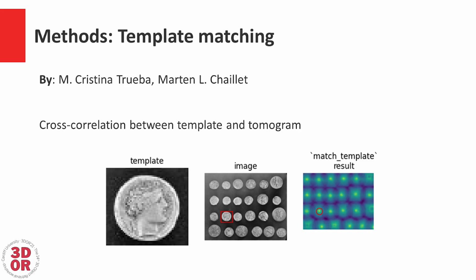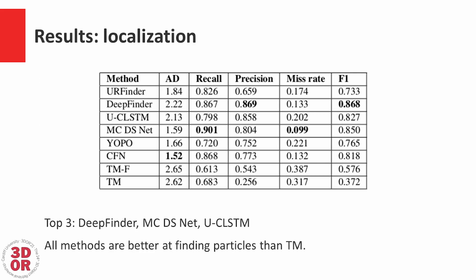There are two result sets obtained with template matching. One just naive approach of extracting top 1000 candidates, and the other approach is to filter out overlapping peaks. As mentioned before, we evaluate localization and classification separately for more insights. The column AD is average Euclidean distance from predicted particle center to ground truth particle center in voxels. The next columns are recall, precision, miss rate, and F1 score, which is a harmonic average of precision and recall. The paper has an expanded table if you want to see more details.